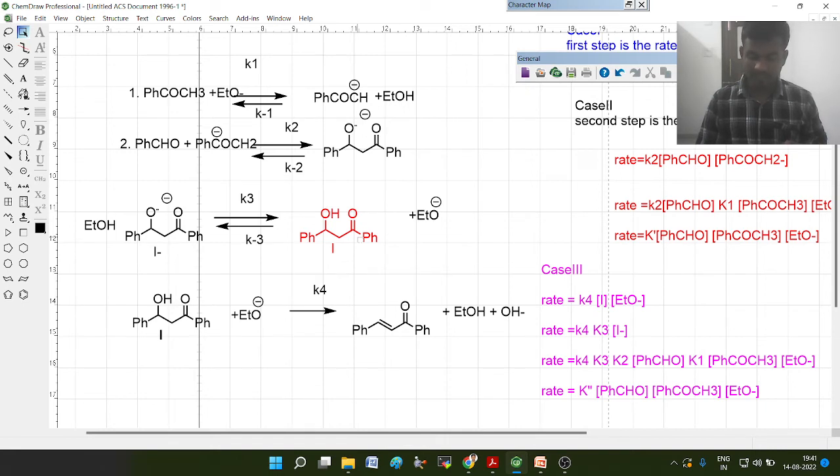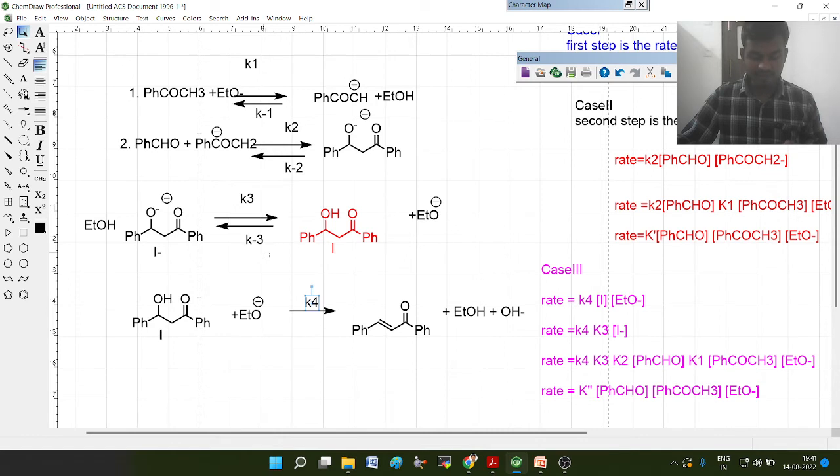They have shown that K4 is about 4 times as large as K minus 3. So K4 is very large compared to K minus 3, the reverse process of this, so that about 80% of the intermediate goes on to the product. Most of the I goes to the product. This step is very fast. Understand this please, this is the most important, crucial one: 80% of the intermediate I goes on to the product, very fast compared to K minus 3.